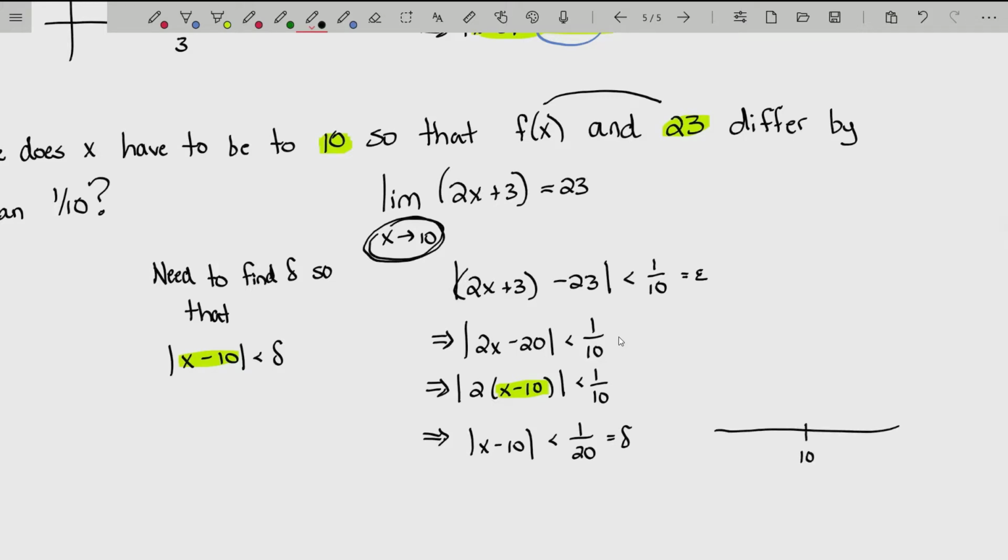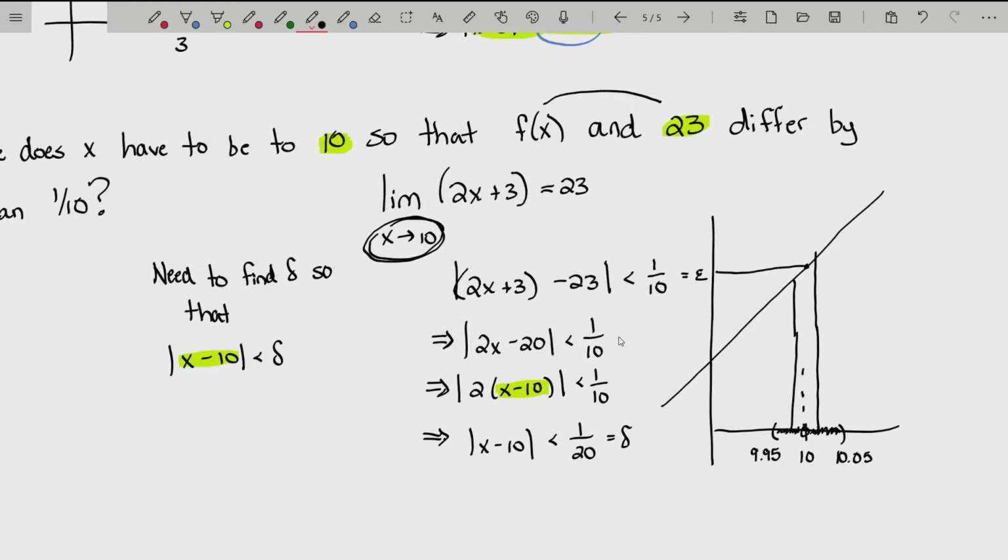And any x value from 10 plus a 20th, that's not very symmetric, by the way, so 10 plus a 20th to 10 minus a 20th. All of those x values, except perhaps at 10 itself. Again, we don't care about the center. All of those x values will lead to the function, which may be way up here, but it leads to the function itself.